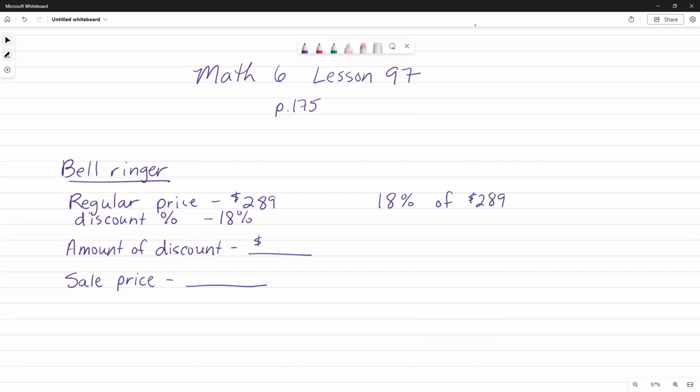289. We follow our usual steps when we find the percent of a whole, and we convert our percent to a decimal. The understood decimal in any whole number is after the number in the ones place, so to convert that into a decimal, we move it 2 places to the left. So we end up with 0.18. Then, of means multiplication, so that's times 289, and our answer will be in dollars. So we just do the multiplication: 289 times 0.18.